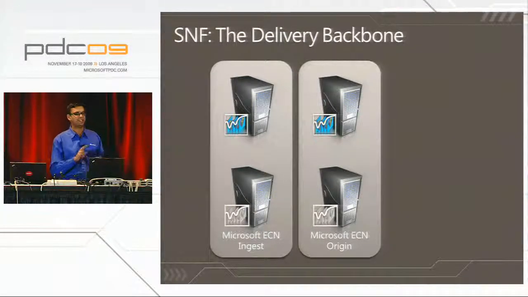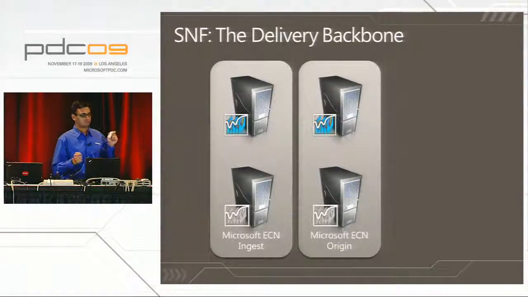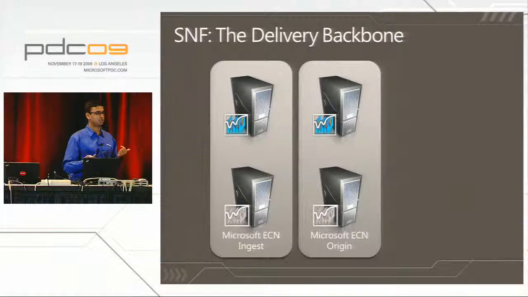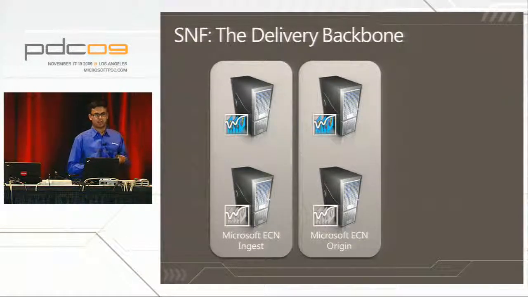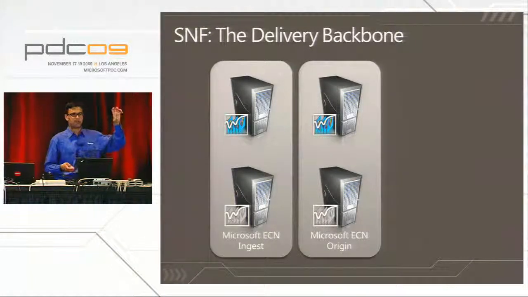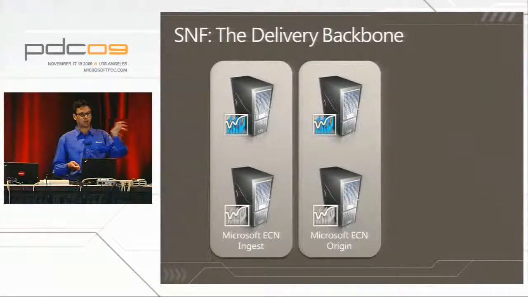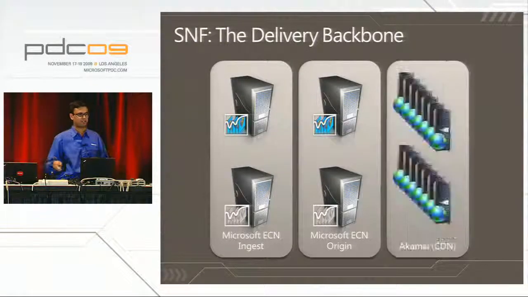Both these layers were hosted inside Microsoft ECN. The reason we broke it up into two layers is so that we can have redundancy. Typically when you have redundancy, you need to have two origins, primary and backup. And if you want both to have the stream, you need to send two streams from the encoder. Instead of doing that, because the pipe from the encoder to the origin is limited, we had a single stream coming in and then the ingest would fan it out just for redundancy.